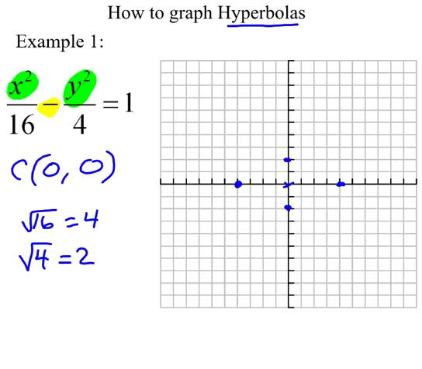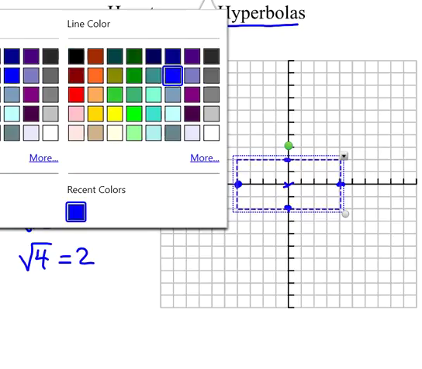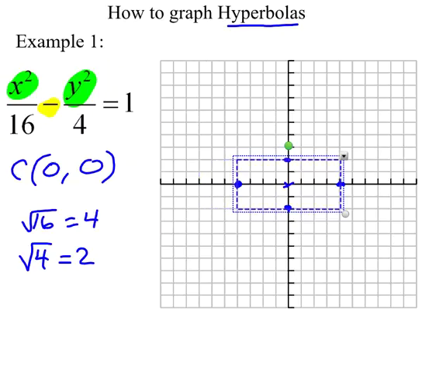Just like an ellipse. Now, here's where we're going to differ because, again, this is a hyperbola, not an ellipse. We're actually going to make a rectangle that goes through those 4 points. I like to call this the magic rectangle because it's going to determine the shape of my hyperbola. I'm also going to make it dotted, and I'll make it blue too. So that's my rectangle. Again, you can see where the ellipse would have formed on the inside.